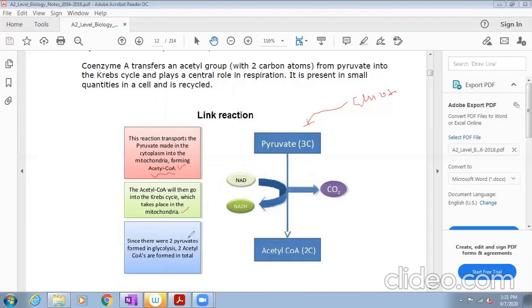Okay? Since two pyruvate form in glycolysis, two acetyl-CoA will form. So in total, how much acetyl-CoA will we have? One pyruvate is converted into acetyl-CoA, right? Another will also be there, right? Because glucose is a six carbon molecule. If a six carbon molecule splits into two, that will give you three carbon molecules: one pyruvate, and another pyruvate. It means this pyruvate will enter the citric acid cycle, and this one will also enter that.